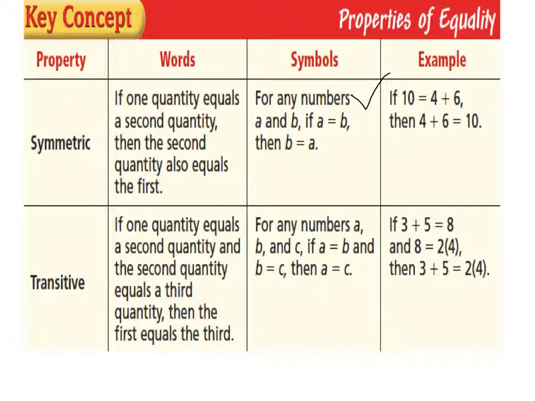Our next is the transitive property. If one quantity equals a second quantity, and the second quantity equals a third quantity, then the first equals the third. If you look at our example here, we have 3 statements.